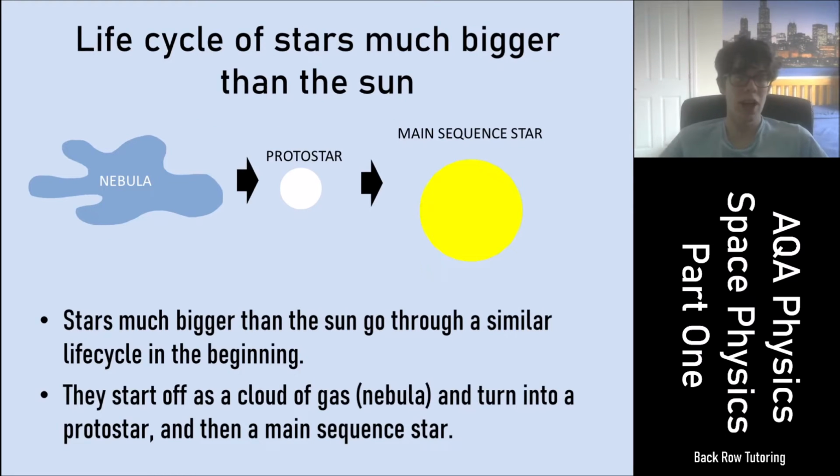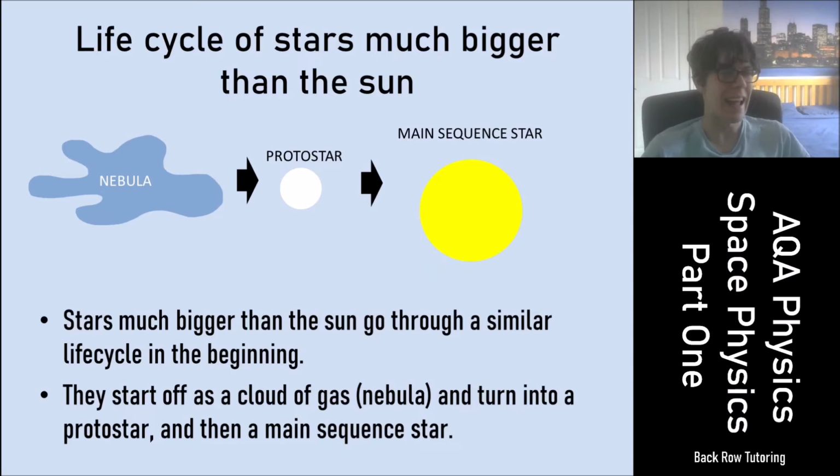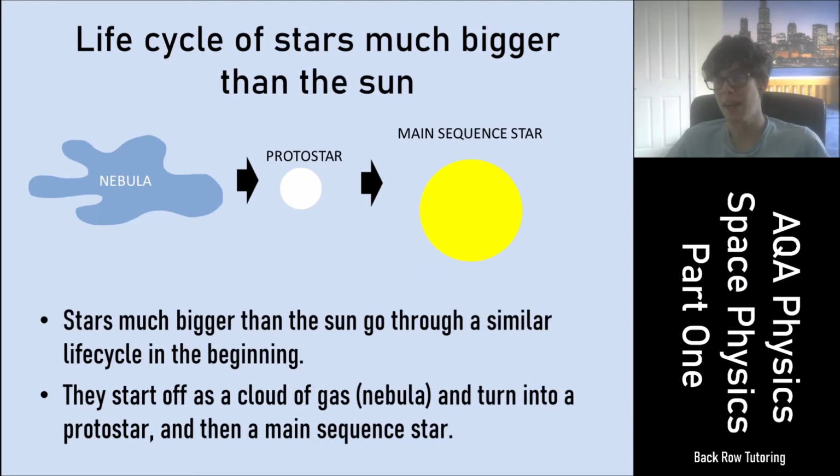So now we're going to have a look at what happens if a star is much bigger than our Sun. So the life cycle of a star which is much bigger than the Sun starts more or less in the same way, except everything's on a bit of a larger scale. So stars much bigger than the Sun go through a similar life cycle in the beginning. They start off as a cloud of gas or a nebula and turn into a protostar and then a main sequence star, as shown here.